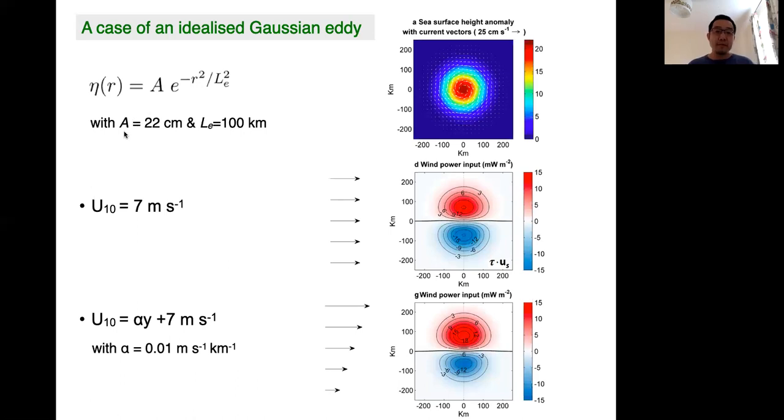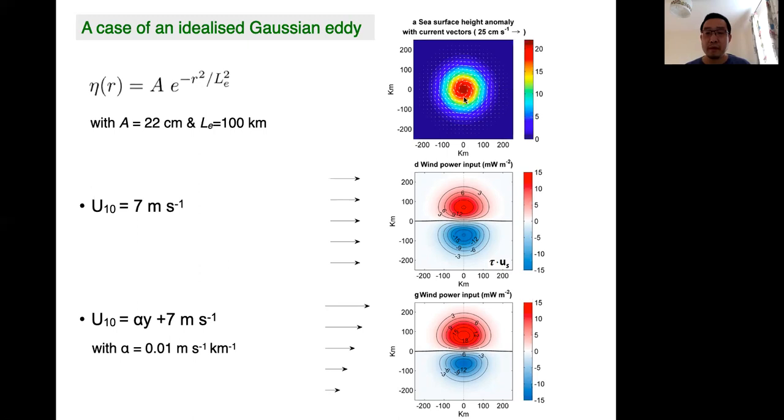So here we're going to assume the amplitude of the eddy is 22 centimeters, and the eddy radius is 100 kilometers. So those are just typical values. Basically, it's a typical eddy.